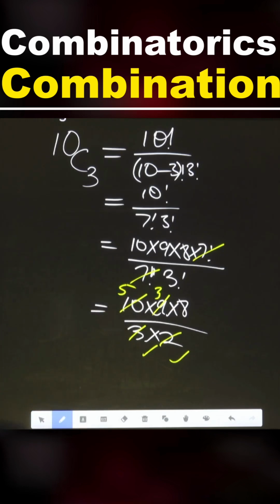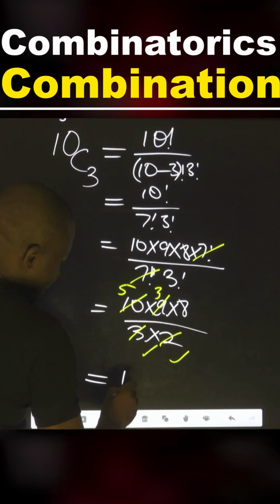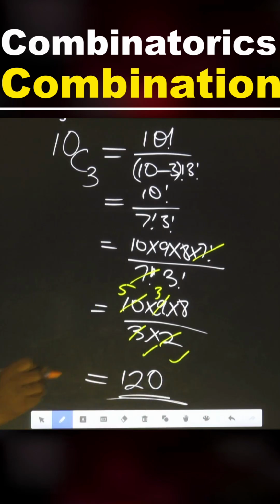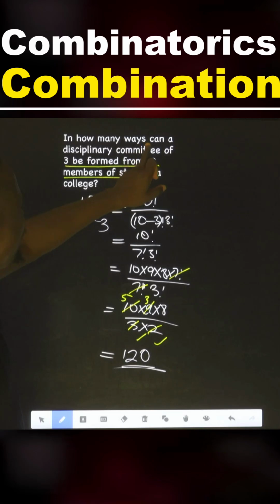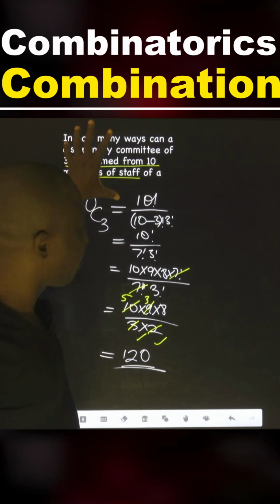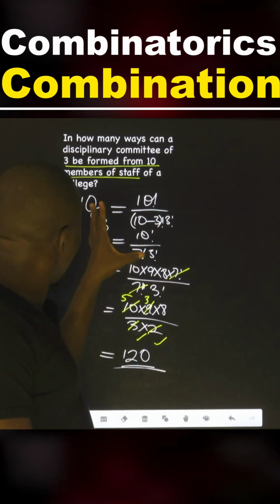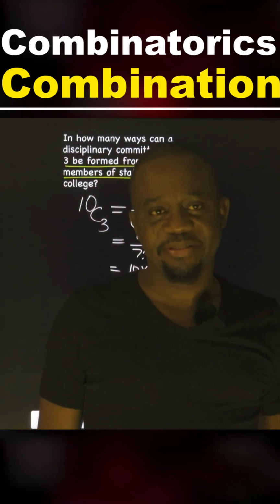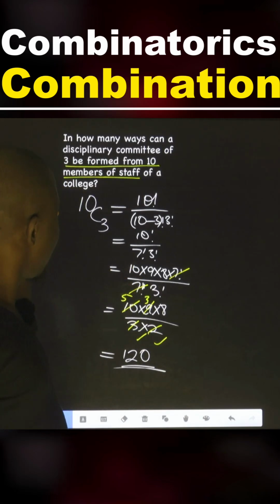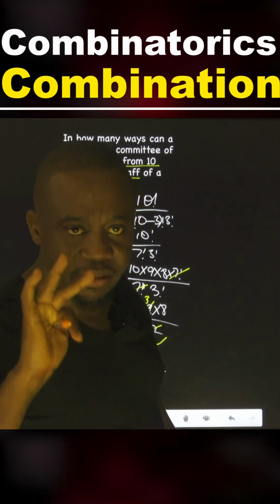Okay? So what is this now? It means 5 multiplied by 8 is 40. Multiplied by 3 is 120. It means the answer is what? 120. So there are 120 ways of picking 3 people from 10 people or from 10 members of staff to form a committee of 3 people.